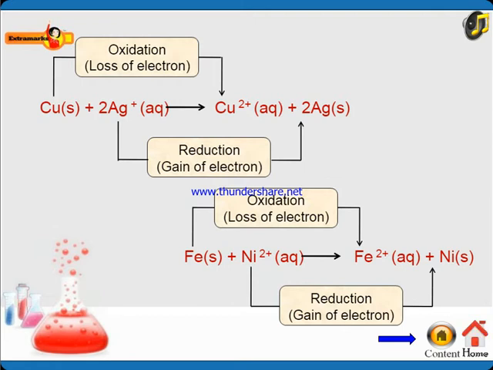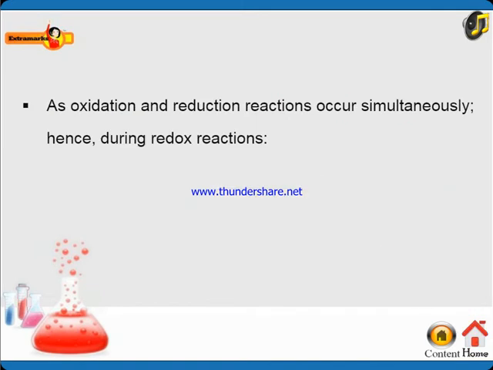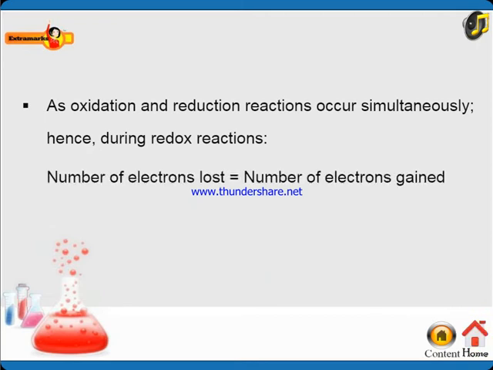In these reactions, we can see that oxidation and reduction occur together. As oxidation and reduction reactions occur simultaneously, hence, during redox reactions, the number of electrons lost is equal to the number of electrons gained.